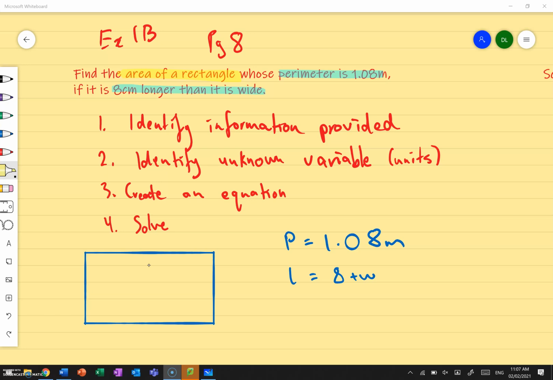What's the first thing I need to do before I continue? No? So we've got 1.08 meters and we've also got 8 centimeters. Our units are different, it's going to get very confusing. Let's just change them into centimeters. So what's 1.08 meters in centimeters? 108 centimeters, thank you very much.